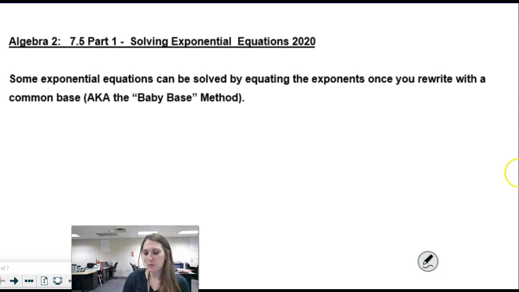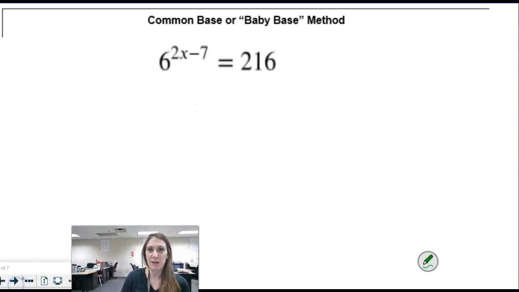And the first method that I'm showing you is basically equating the bases, but we call this the baby base method. Unfortunately, the baby base method, while it is very amazing, is not always something that you can actually do. So they have to have a common base. And if you remember last semester, and I'll post it again, we had a chart of perfect squares and cubes and fourths and fifths.